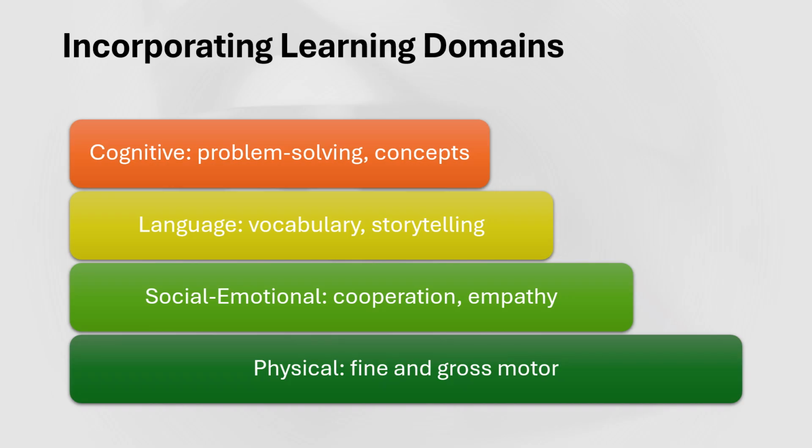Physical development is promoted through both fine and gross motor activities. Fine motor, such as cutting or drawing, and gross motor, such as movement games. For example, a farm theme could include counting animals for math, building barns to develop motor skills, and acting out farm roles to promote social-emotional growth. Integrating domains ensures learning is holistic and connected.